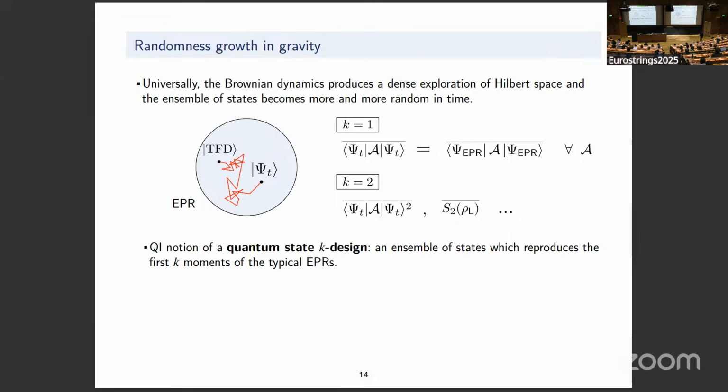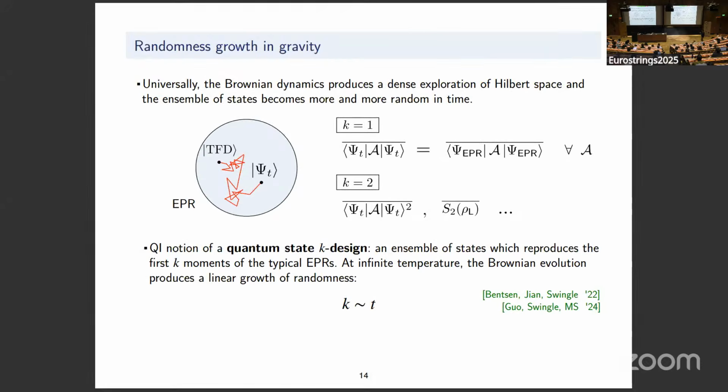So K equals 2 is a much stronger requirement. It just means that K equals 1 is true. So all the expectation values are given by the random expectation values. But moreover, the variances of the expectation values are also given by the random ensemble, as well as nonlinear quantities over states, which are quadratic. Like, for instance, the second Renyi entropy of the reduced density matrix to one of the two sides. Okay. So physically, this is a very strong requirement, even though from the quantum information perspective, this is natural. So already to have a 2 design is something kind of very strong. But yeah, we will try to study how this K of a K design grows in time in gravity.